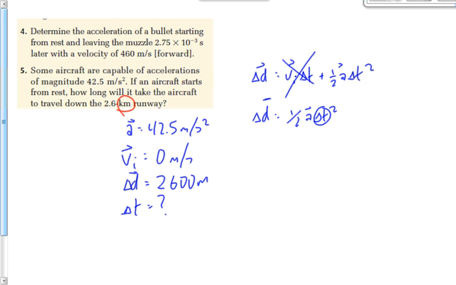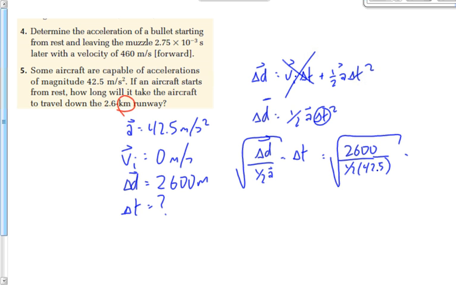They're multiplied by t squared, so how do we get rid of them? Luca, how do we get rid of those, the half and the a? Yes. So let's say delta d over 1/2 a equals t squared. And now we got to get rid of the squared. Cassidy, how are we going to get rid of the squared? Good. So let's square root both sides, and this is what we end up with. 2,600 divided by 1/2 of 42.5 equals whatever. Let's do this on our calculator to make sure we can get the right value here.